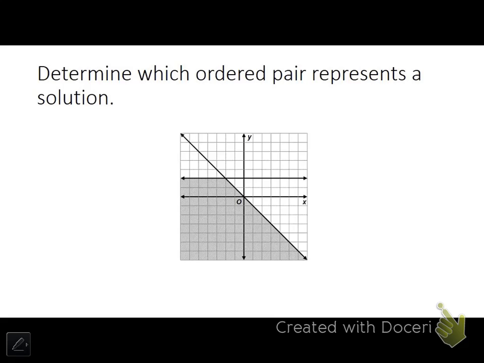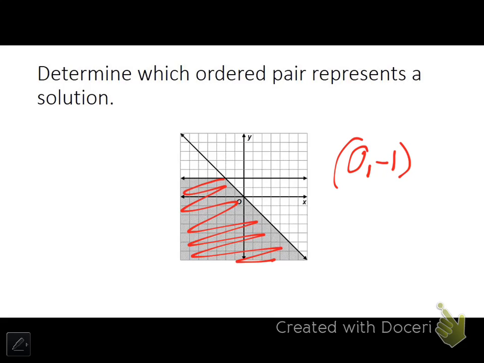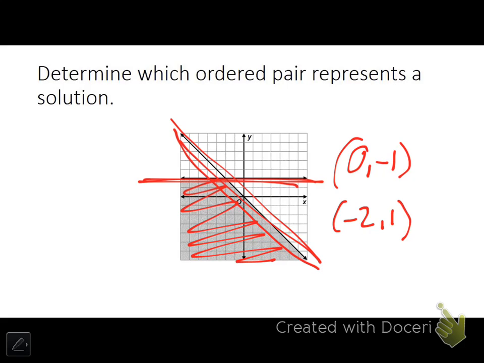Okay, determine which ordered pair represents a solution. Well, for it to be a solution, it has to be in the shaded region. An ordered pair is a point, so x, y. So you could pick any of these points that's in here. So I could pick 0, negative 1, negative 2, 1. Any of those points would work for it to be a solution. So if I plugged it in to either of these equations for these two lines here, it would work.